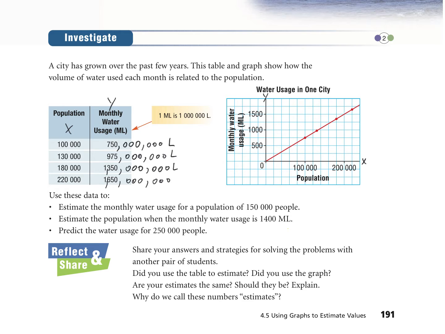And we took our table of values and we made a graph. So 100 and 750 makes this point, and then we plot all 4 points right there, and they form a line. And it asks us to estimate the monthly water usage for a population of 150,000 people. So notice they skipped from 130,000 to 180,000. So if there was a smaller town that wanted to know how much water they're going to need when they get to 150,000 people, they could look at this graph and estimate.